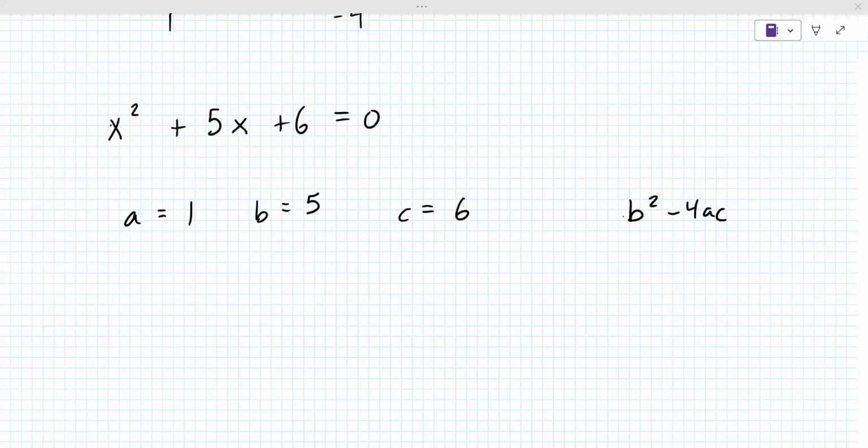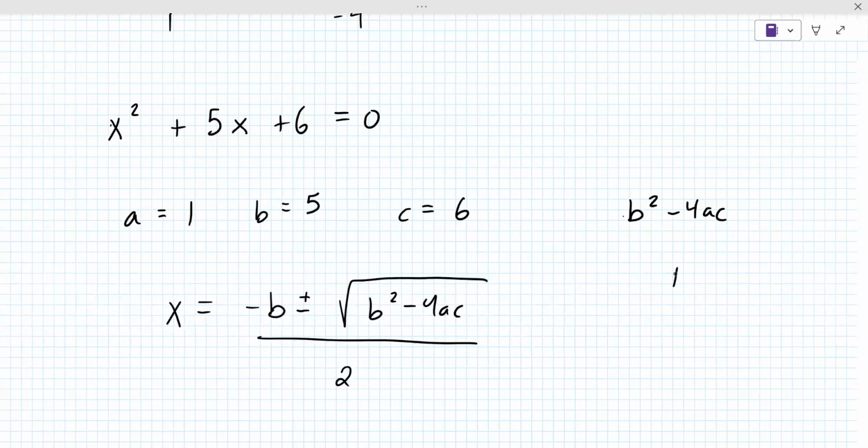It's 1. It is 1. Good. So the quadratic formula: minus b plus or minus the square root of b squared minus 4ac all over 2a.